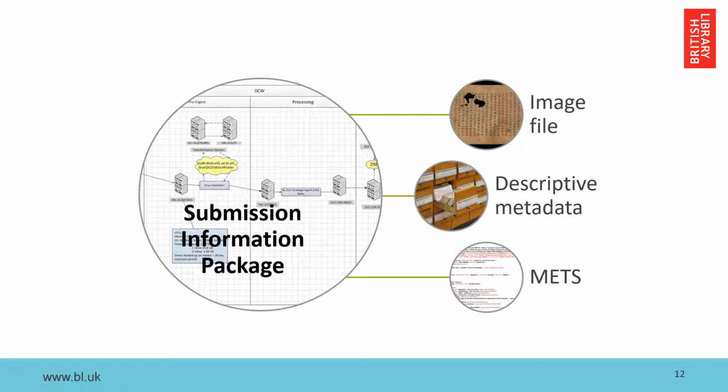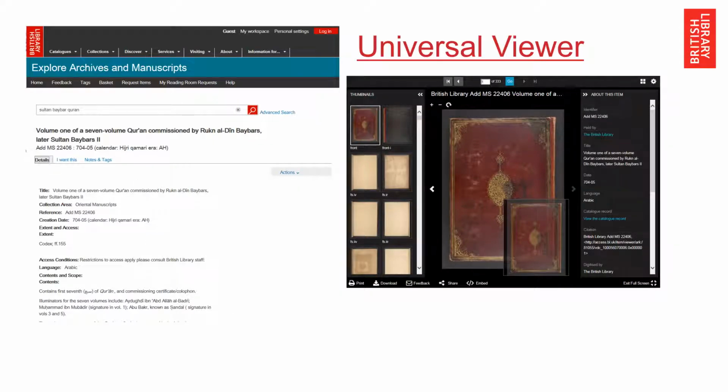METS is a schema standard for encoding descriptive, administrative, and structural metadata regarding objects within a digital library. The METS schema is agnostic concerning the descriptive or administrative metadata schemas that its implementers choose to use. So whatever cataloging standard you use, you can use METS to wrap all of these things. So when we've created our submission information package and provided it to our publication platform, that's how we make images available.